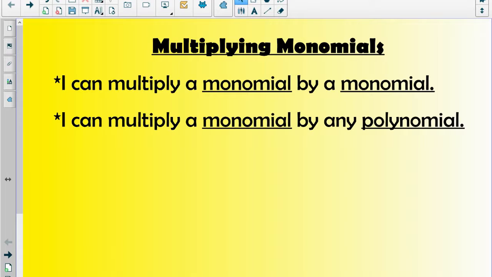And then the second lesson will be when we multiply a binomial times a binomial or a trinomial times a trinomial. And we'll look at a strategy that will work for any polynomial multiplication.